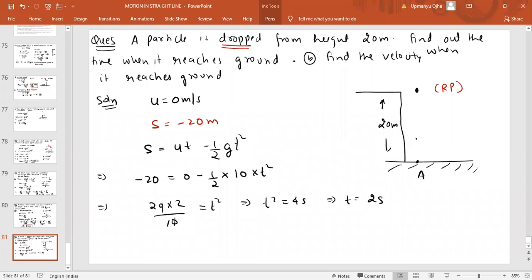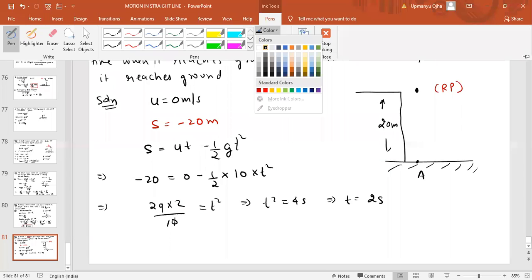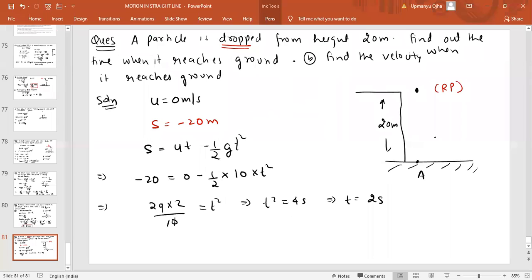Okay. Now next we have to find the velocity. Now to find the velocity, again we have to use the first equation. Means velocity when it reaches the ground. Let us suppose this velocity is v. So we can use equation number 1: v equal to u minus gt. So velocity when it reaches the ground is v. Initial velocity is 0. Minus 10 into 2 means minus 20 meter per second.